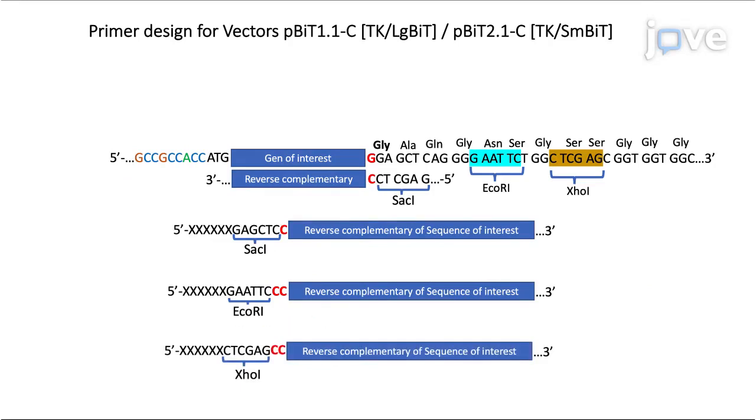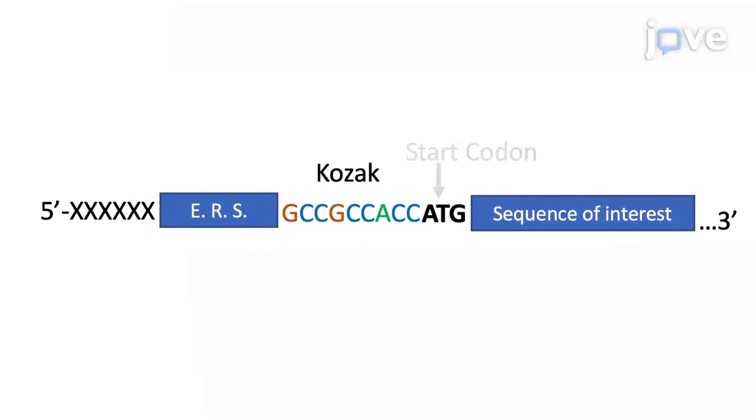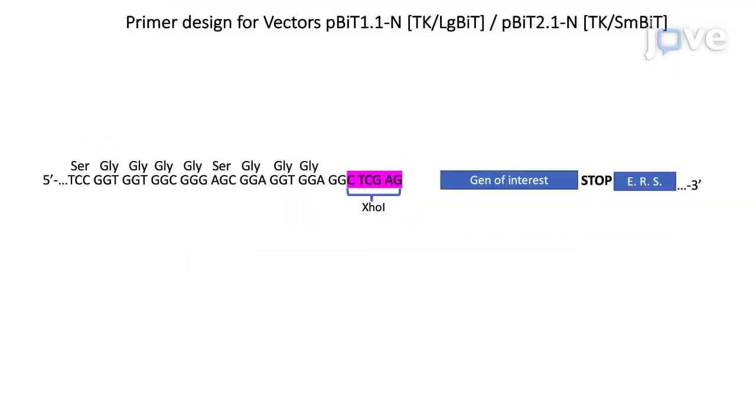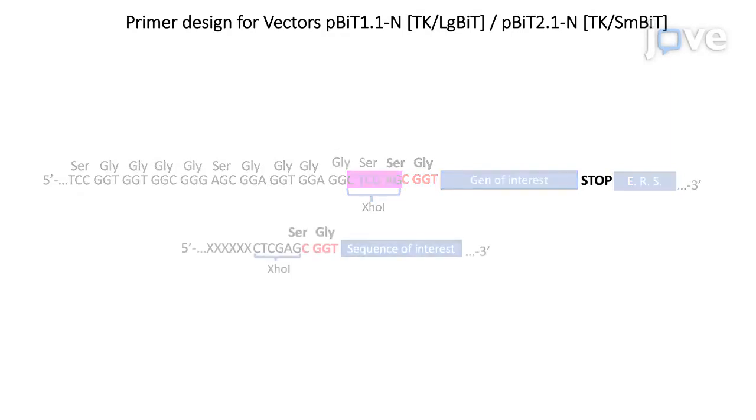For the p-bit 1.1c and p-bit 2.1c, make sure that the forward primer contains an ATG codon and a potent Kozak consensus sequence. For the p-bit 1.1n and p-bit 2.1n, make sure that the reverse primer contains a stop codon.